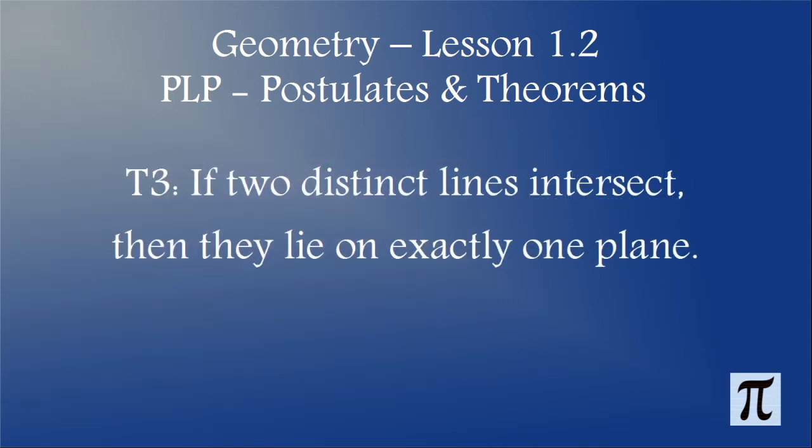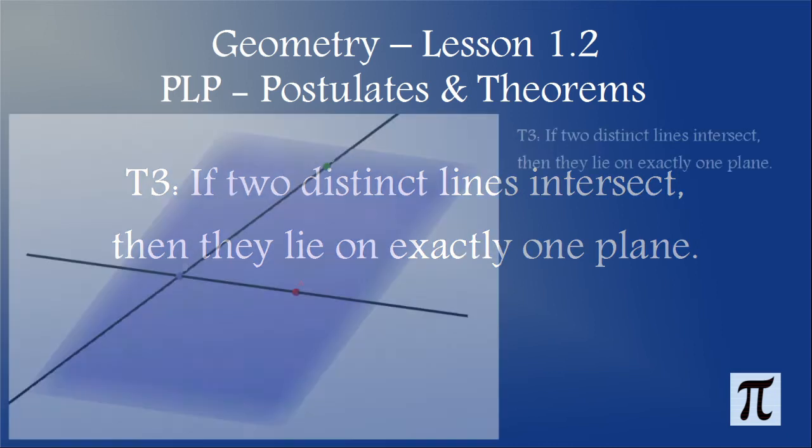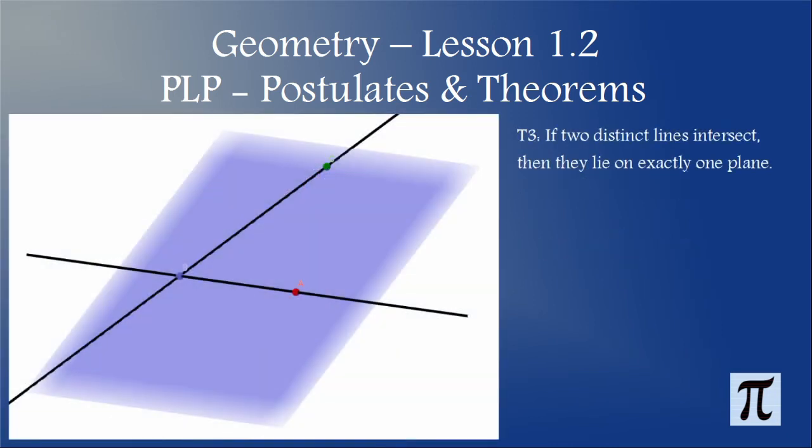Theorem 3. If two distinct lines intersect, then they lie on exactly one plane. Here, we've created a line BC, connecting the 2 points B and C. So we have two lines that intersect. They intersect at point B, and these two lines lie in exactly one plane, the blue plane shown here.